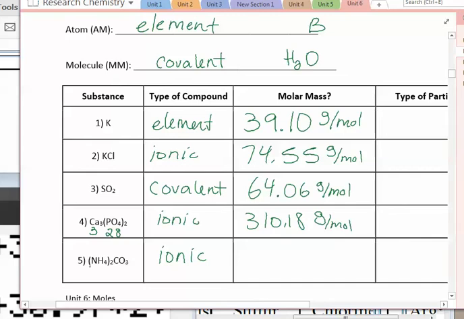You would have 8 hydrogens, 2 nitrogens, 1 carbon, and 3 oxygens. So 2 nitrogens, 8 hydrogens, 1 carbon, and 3 oxygens. You should end up with 96.11 grams per mole.